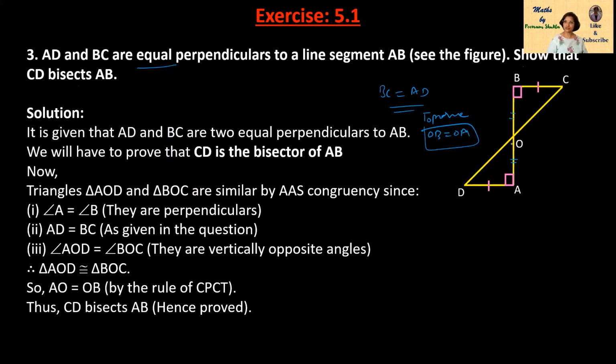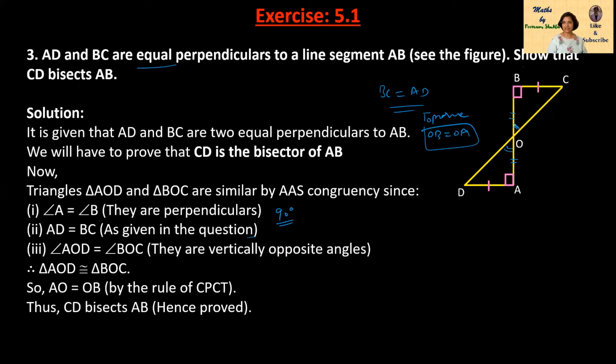So first, to prove that these two triangles are congruent triangles: angle A equals angle B, given as perpendicular, so these both are 90 degrees. So those are equal. AD equals BC. It is given that AD and BC are the equal perpendiculars. That means this is also given in the question. Now triangle AOD equals triangle BOC. Triangle AOD means this triangle is equal to this triangle.